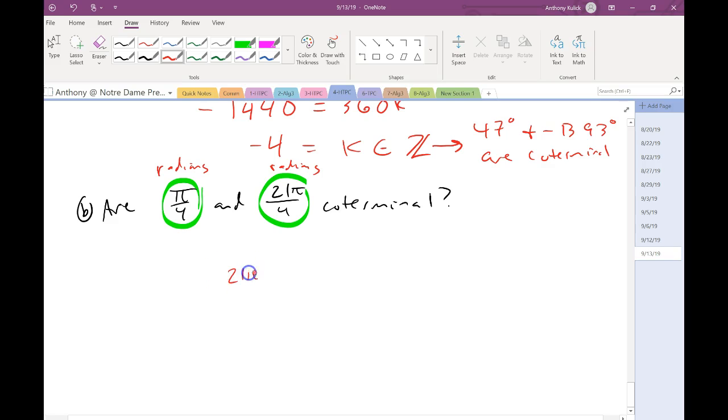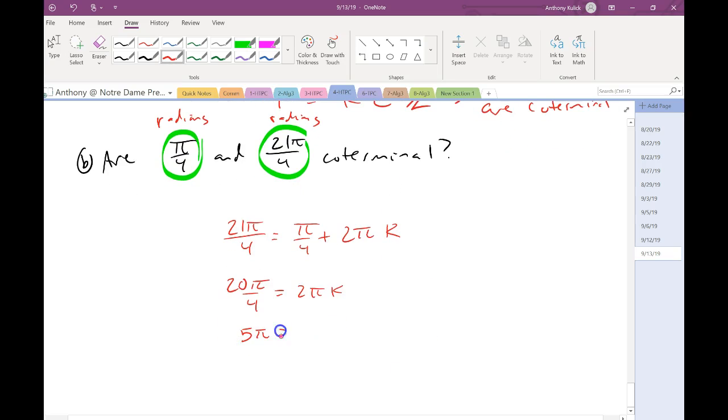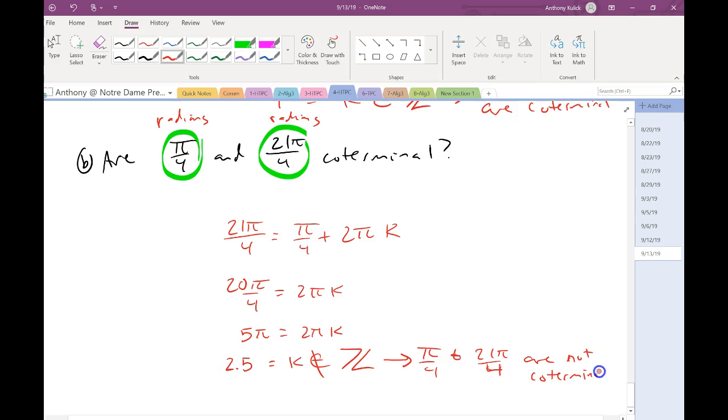So I'm just going to see if 21 pi over 4 is equal to pi over 4 plus 2 pi k and solve for k. If I subtract pi over 4 from both sides, I get 20 pi over 4 equals 2 pi k. Notice that 20 pi over 4 reduces to just 5 pi. If I divide both sides by 2 pi, I get 2.5 is equal to k. Notice that that is not an integer. So I can say that pi over 4 and 21 pi over 4 are not coterminal. Everybody okay with that idea?